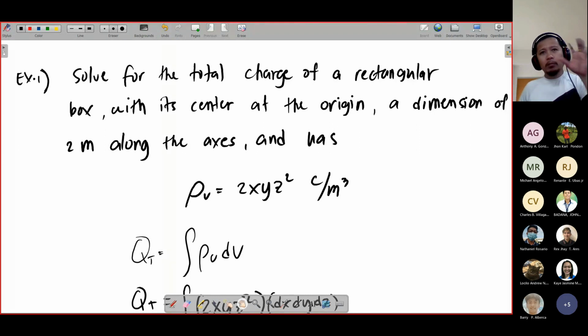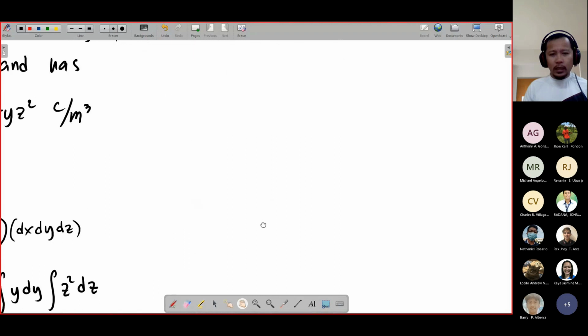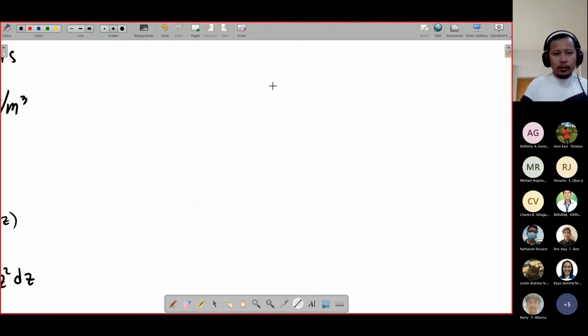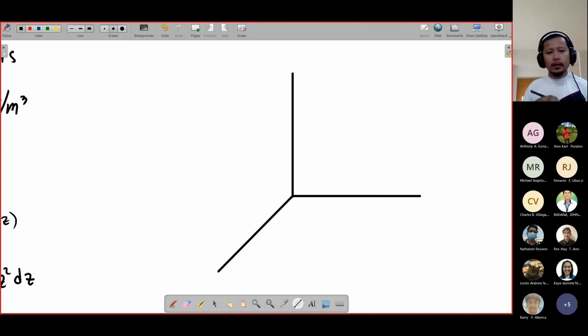So whatever the shape of your x, y and z axes, that is also the shape of your rectangular box. To explain this better, let's plot it. Okay? So let's say you have here your x, y and z axes. Your rectangular box has its center at the origin. So if I draw the box, it will look like this, no?